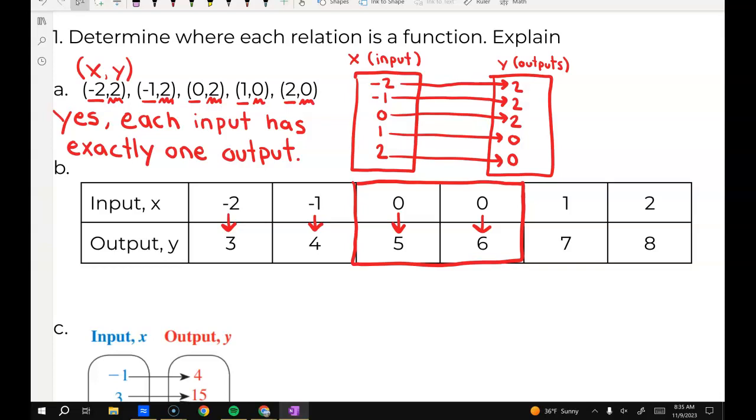So to explain whether this would be a function or not, we could say no. And then we want to give a reason why, to support or justify. We could just say 0 has 2 outputs. Remember, that's why it's in the definition. It says exactly 1. No more, no less.